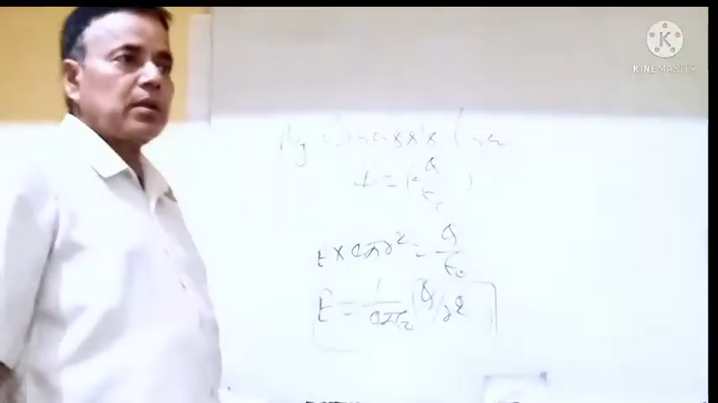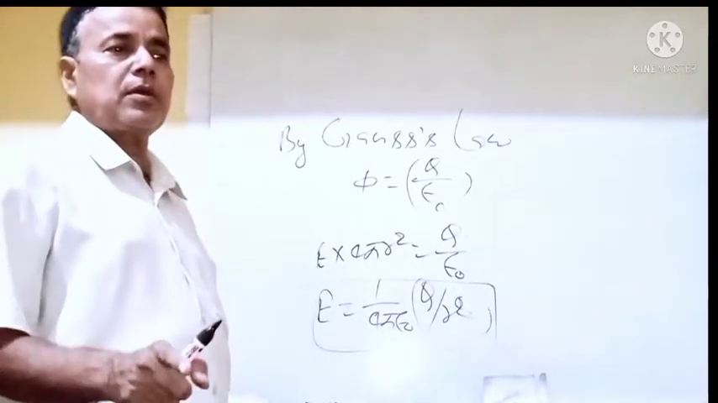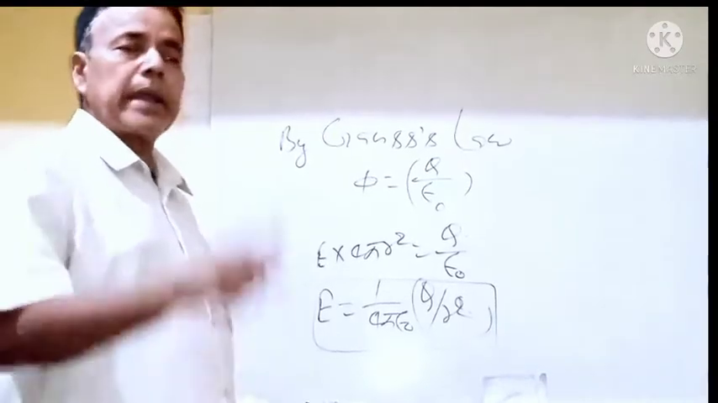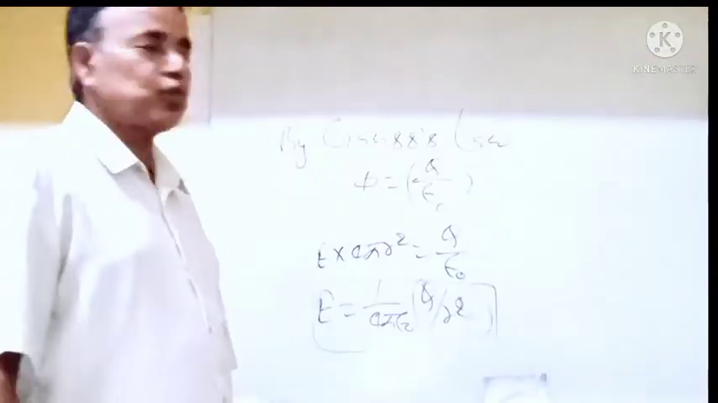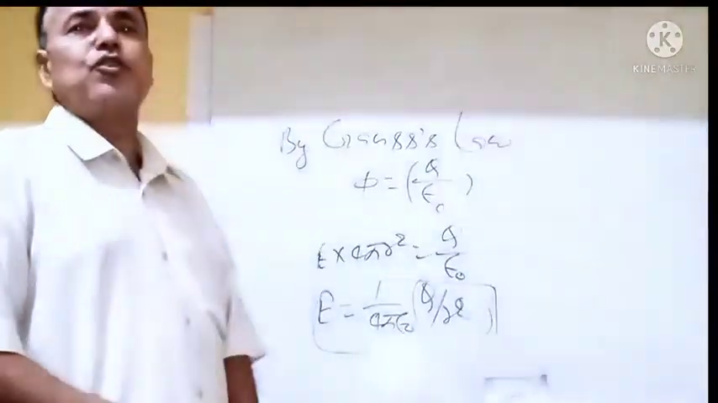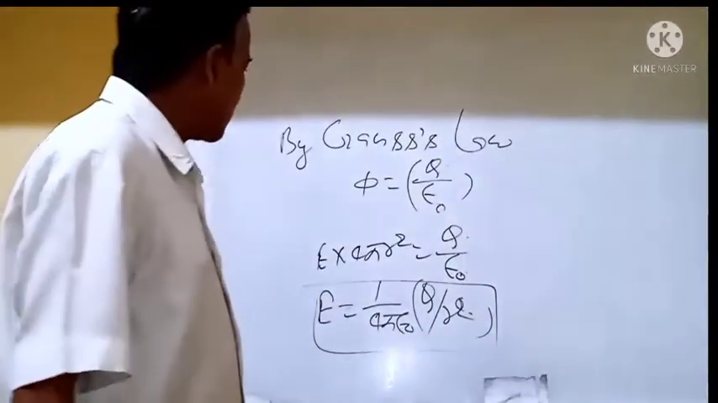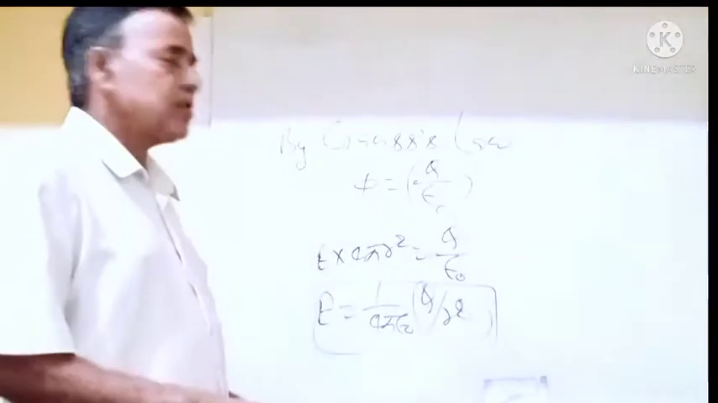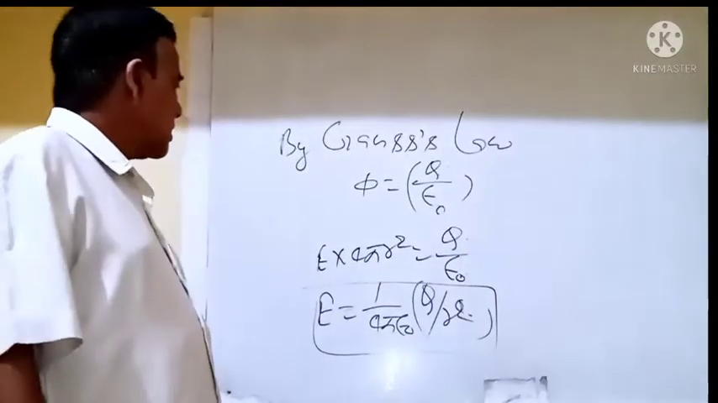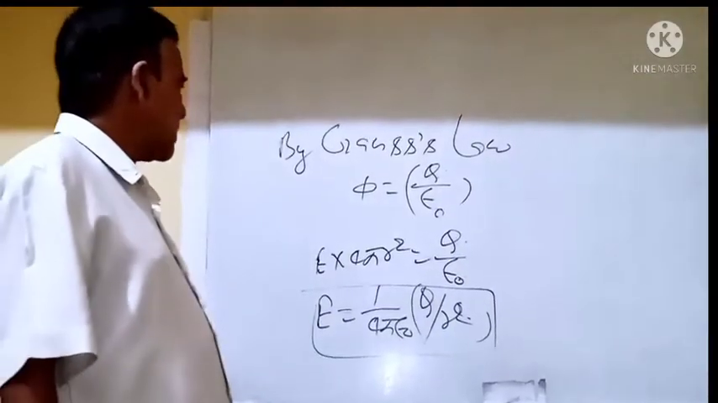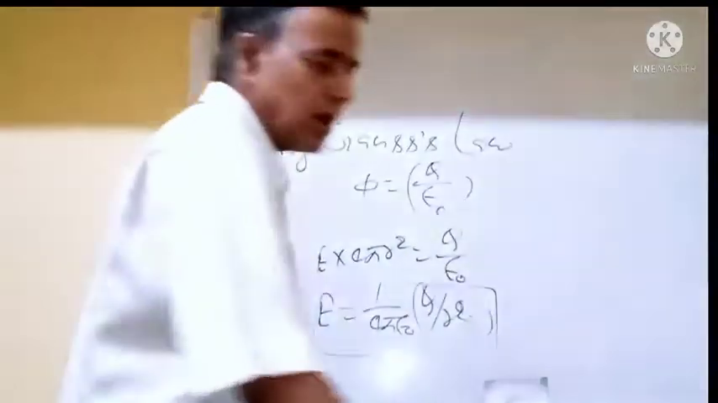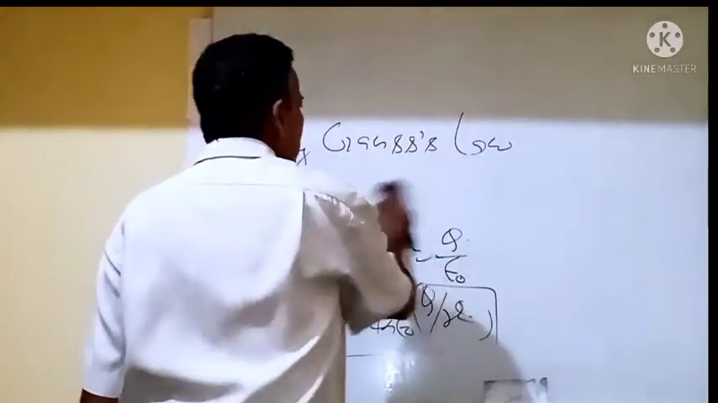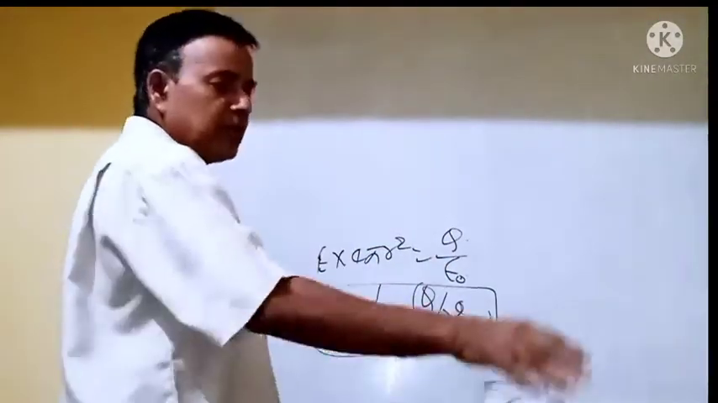It means that the charge of the thin spherical cell can be supposed to be concentrated at the center of the spherical cell. So electric field intensity at a point outside the spherical cell is given as E is equal to 1 by 4 pi epsilon naught and Q by r square.